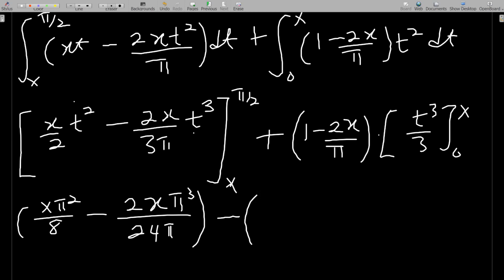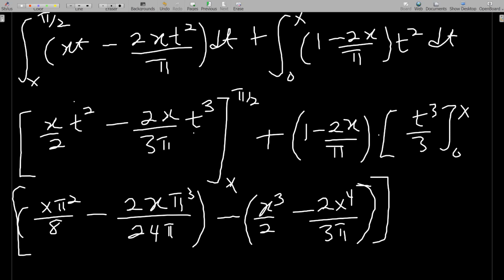Then minus, putting x in, I have x in place of t squared will give me x squared times x over 2. I have x cubed over 2 minus, and putting x in place of t cubed, I have x cubed times x, 2x over 3 pi. I have 2x to the power 4 over 3 pi. Okay, so I have all of these, then plus 1 minus 2x over pi. Now I put x in place of t cubed over 3. I have x cubed over 3, and I put 0 there. I have 0, so I only have that part.